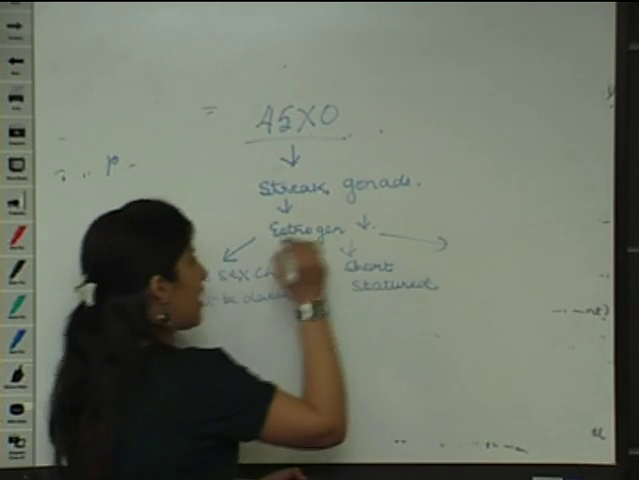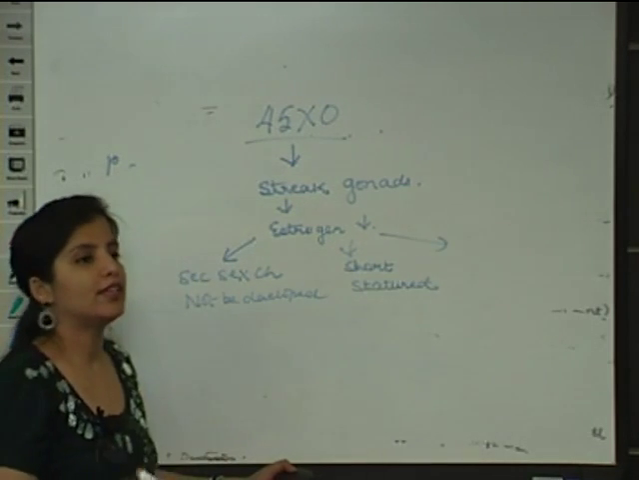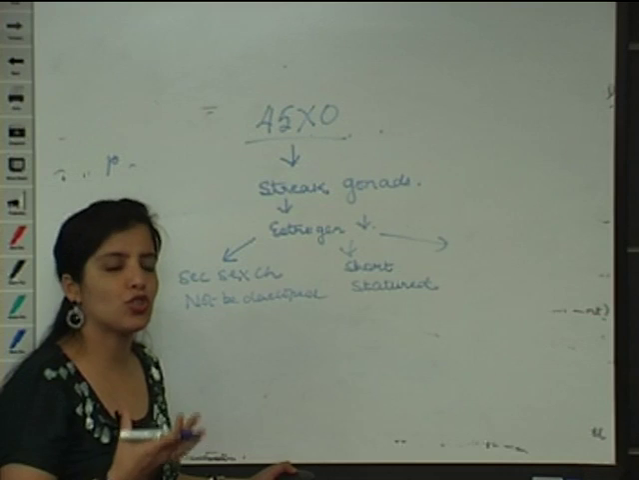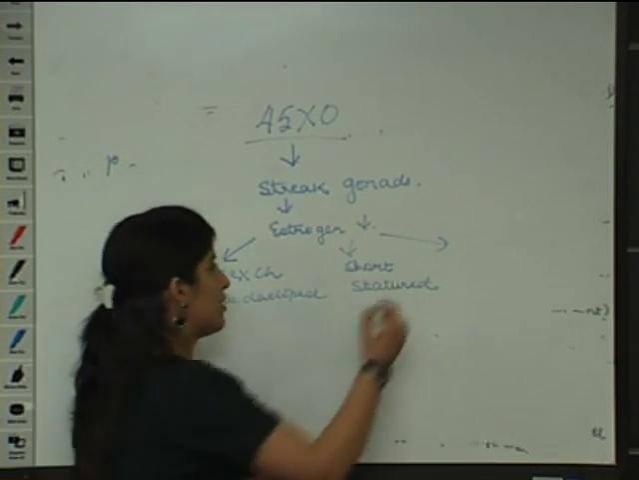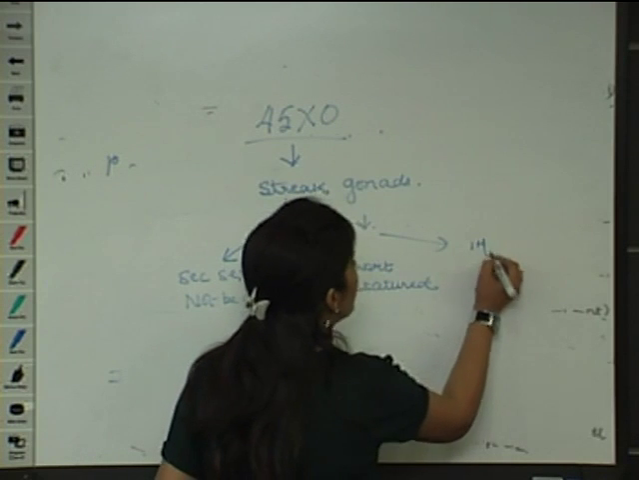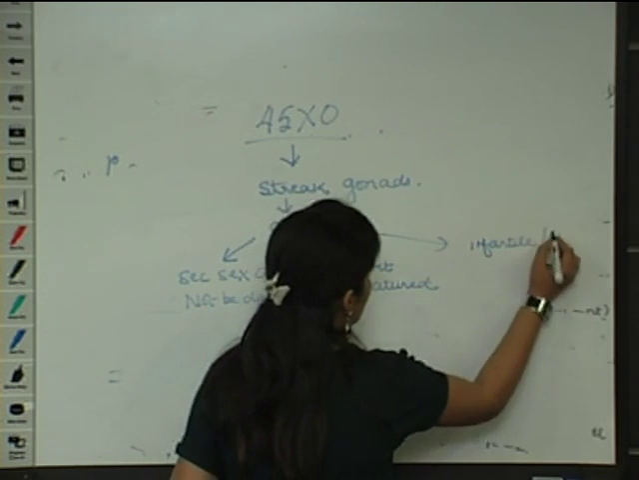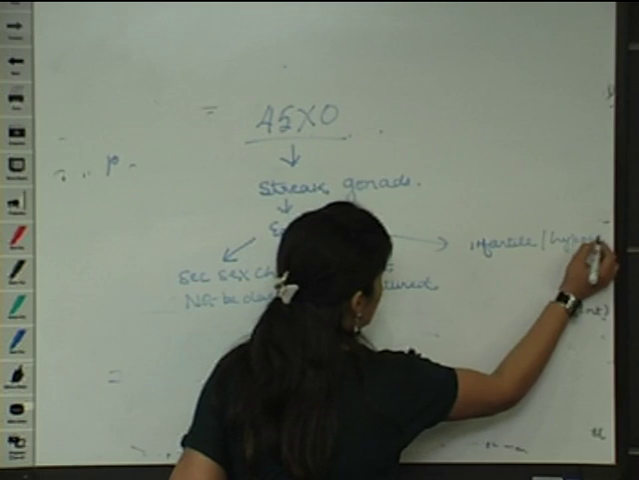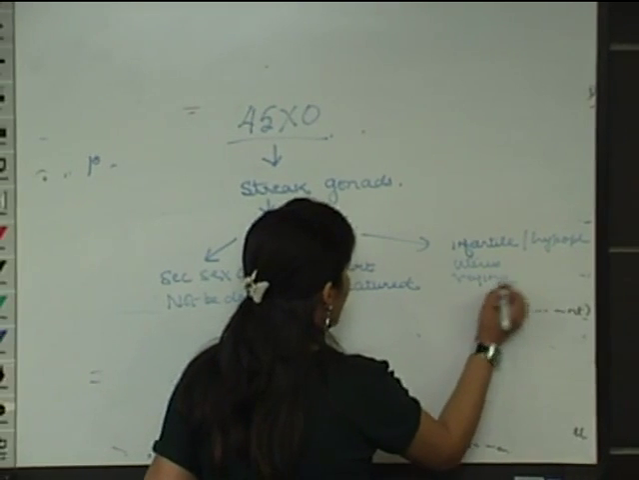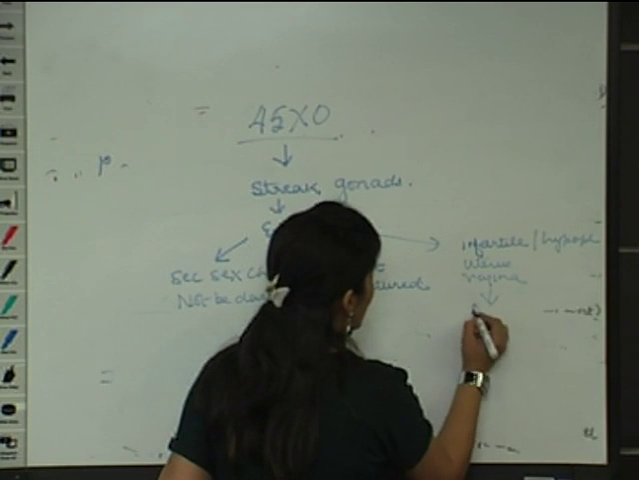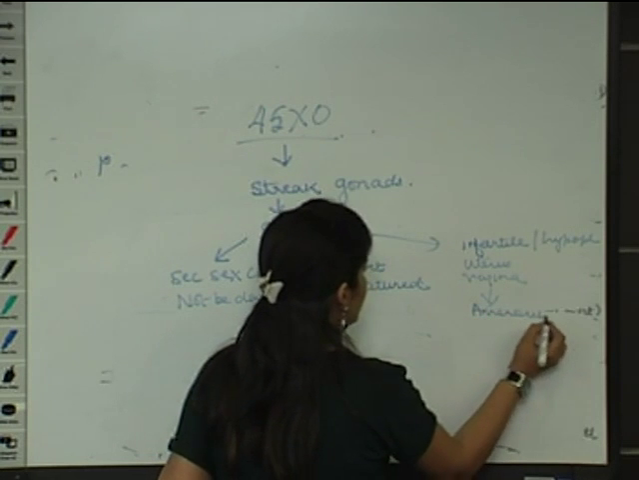And because they have less estrogen, the uterus, fallopian tubes and vagina will also be infantile. So they will have an infantile or hypoplastic uterus and vagina. This is the reason why they have amenorrhea.